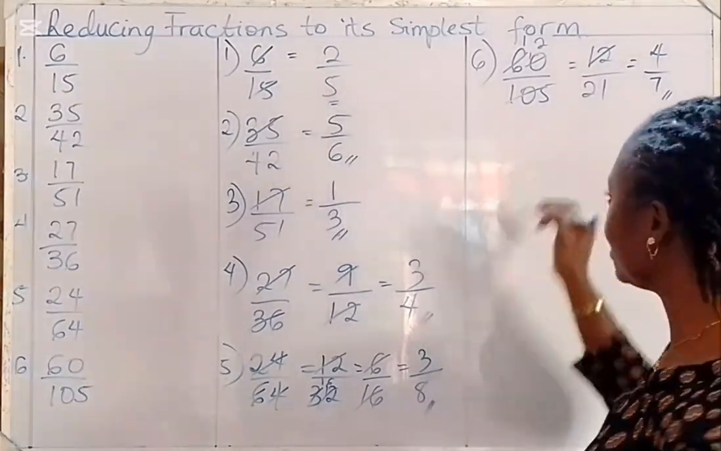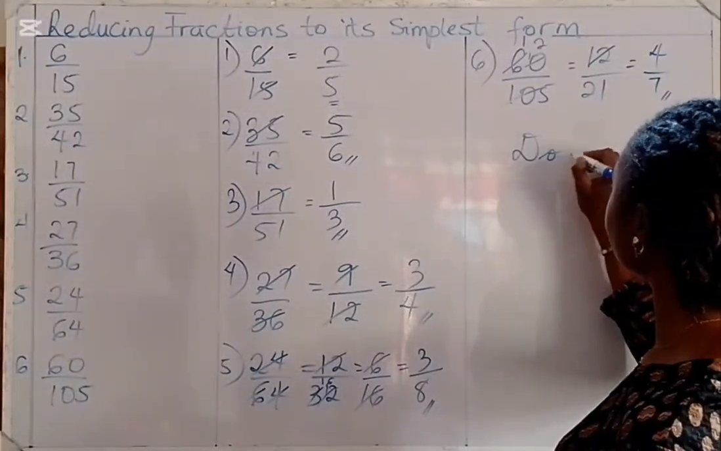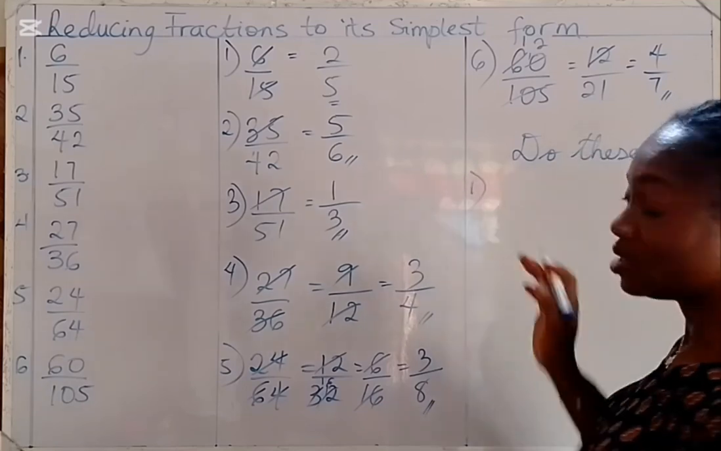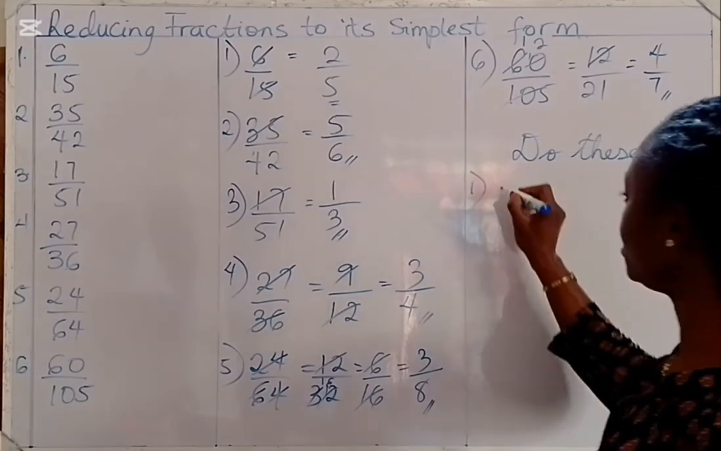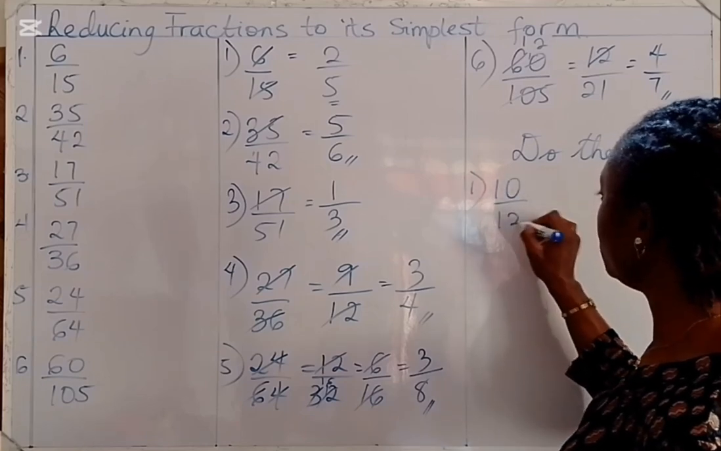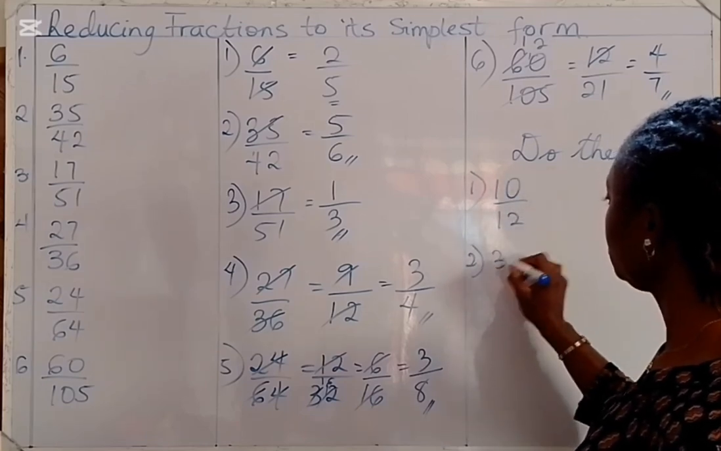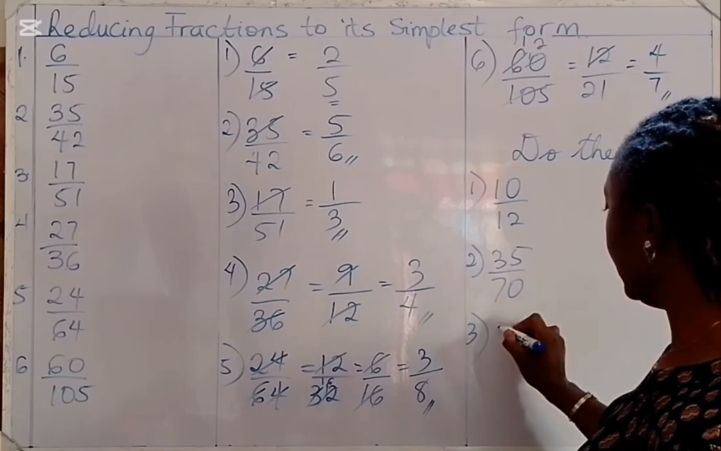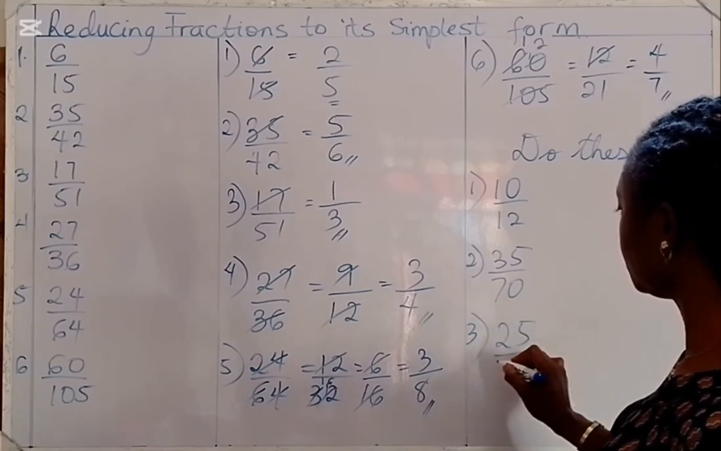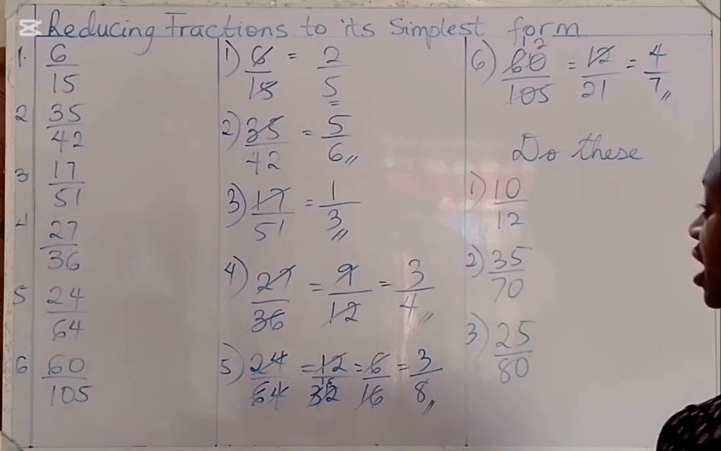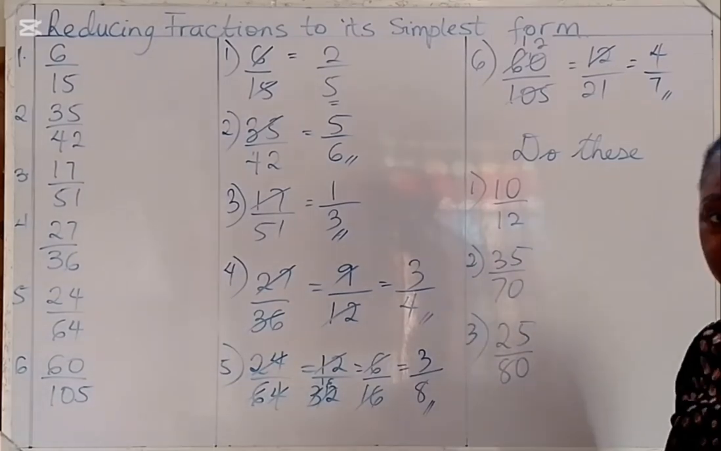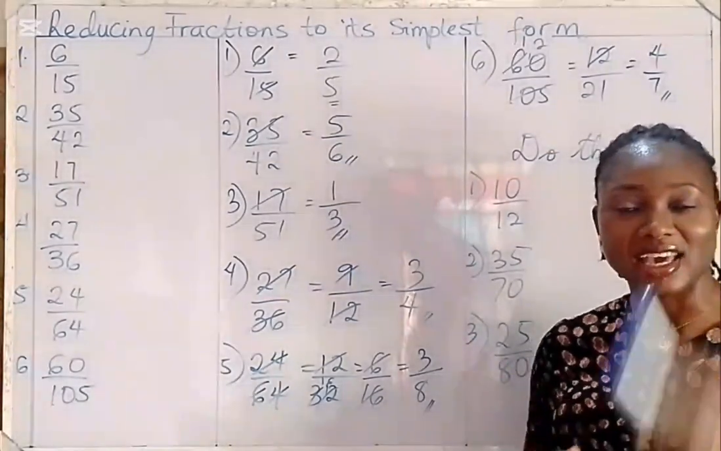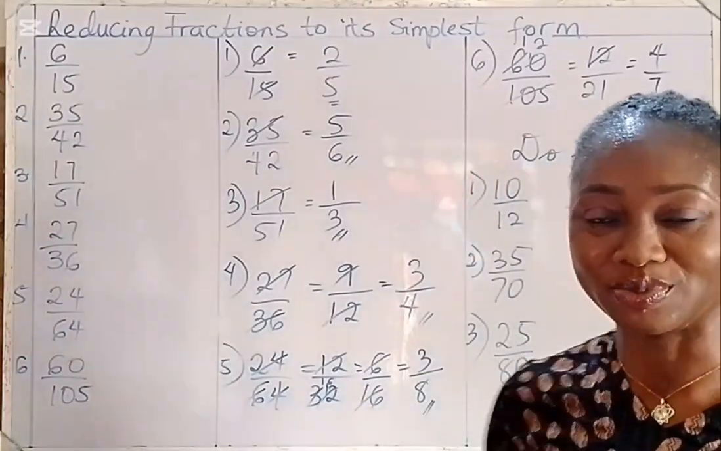I want you to try this at home. Reduce these fractions to their simplest term: 10/12, 35 over 70, and 25 over 80. Do this and get back to me as soon as possible.